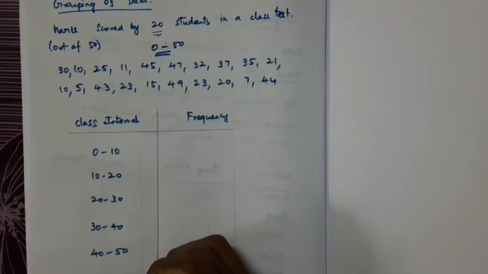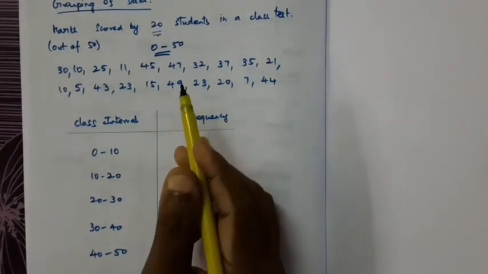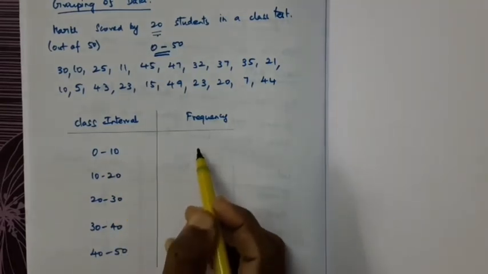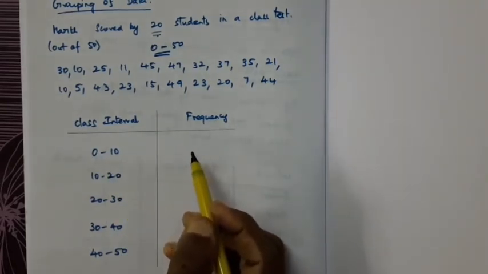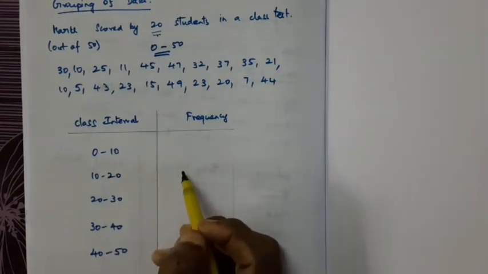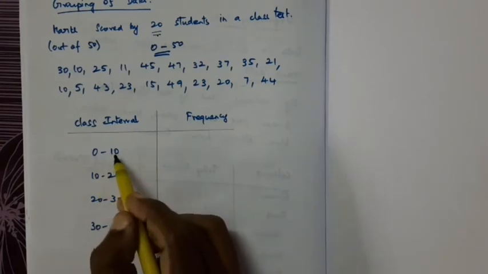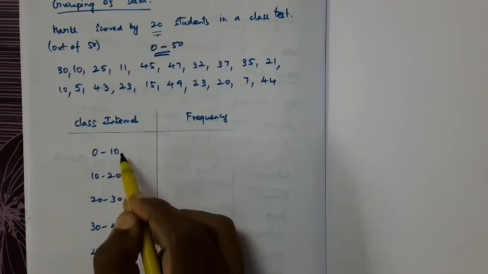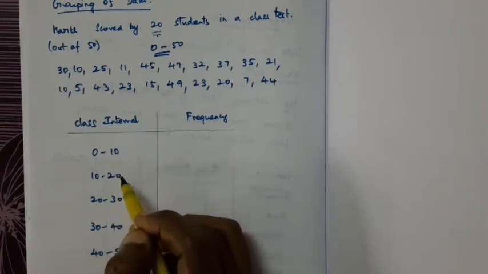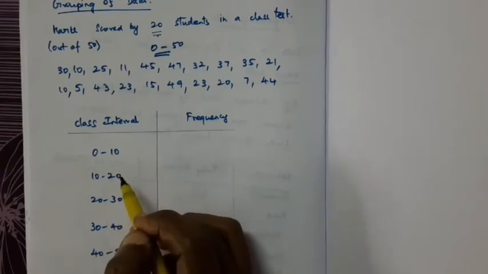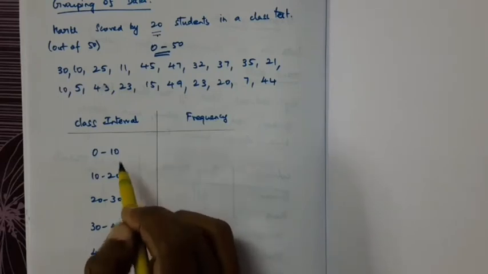So now I am going to count how many students scored from 0 to 10. Now there is a doubt here. If a student has scored 10 marks, whether to enter it in 0 to 10 or in 10 to 20. So the convention is always write it in the higher class limit, which means if a student has scored 10, you have to write it in 10 to 20, not in 0 to 10.